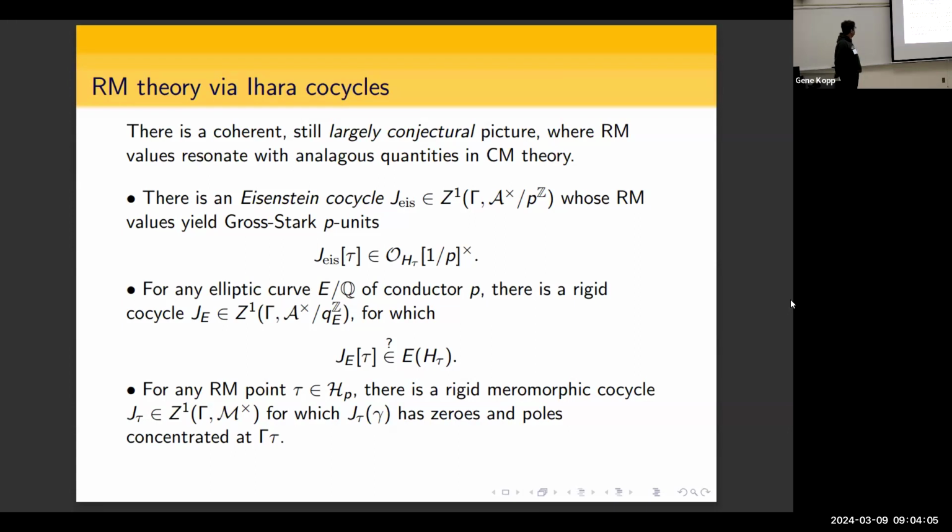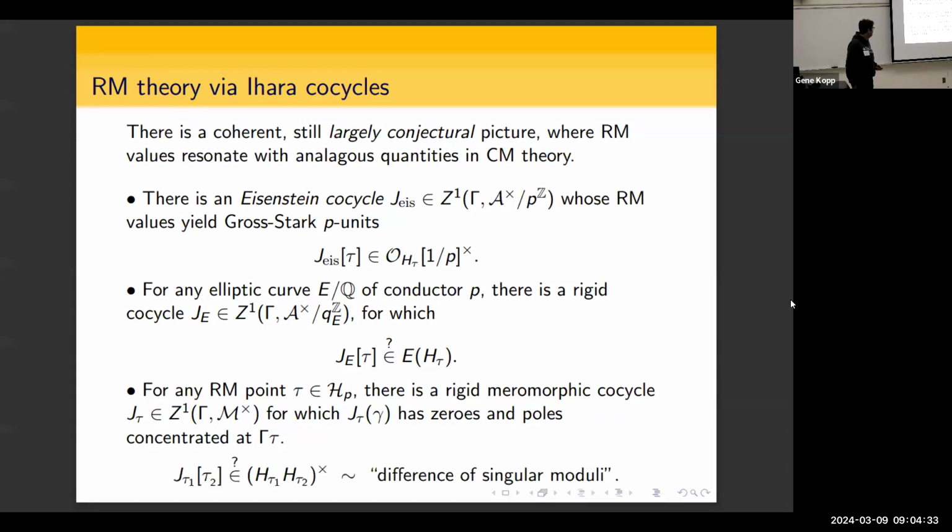Okay, and then finally, for any RM point, if we have a rigid meromorphic cocycle, we can look at its values at the RM point. And in fact, we can construct a lot of them. There's the group of rigid meromorphic cocycles of infinite rank over Z. And so there's this rigid cocycle for which, for every tau which is an RM point, you can find one whose zeros and poles are in some sense concentrated on the gamma orbit of tau.